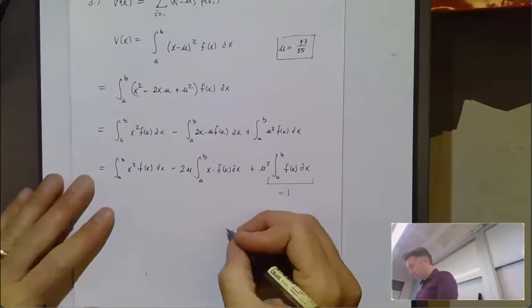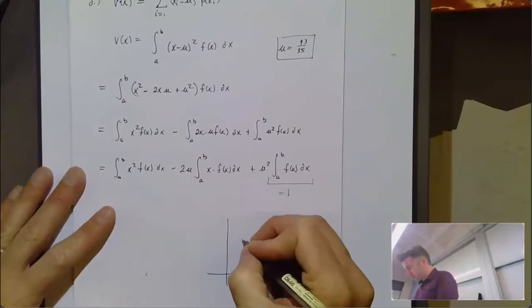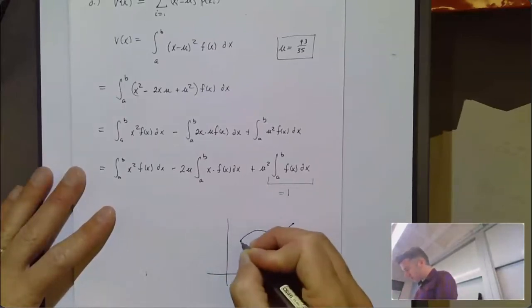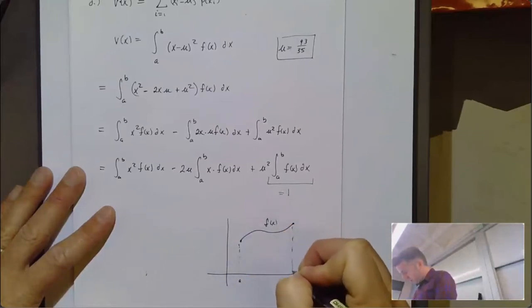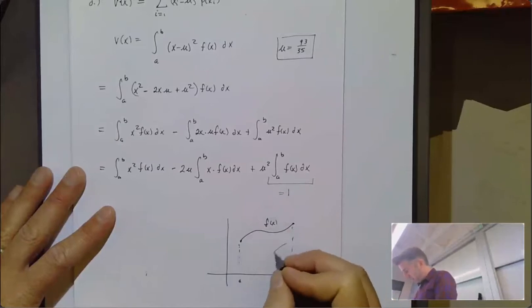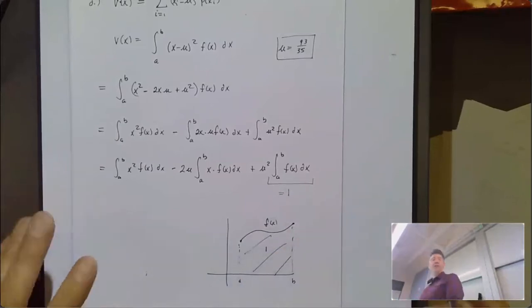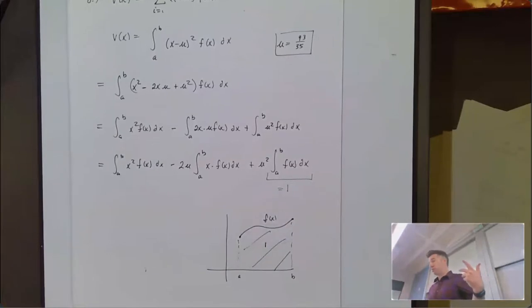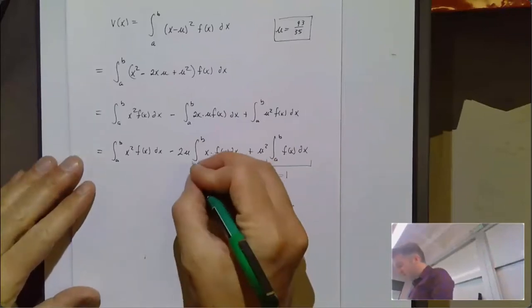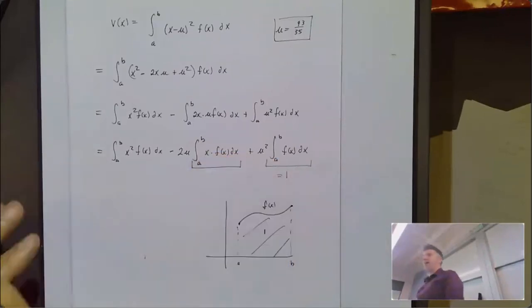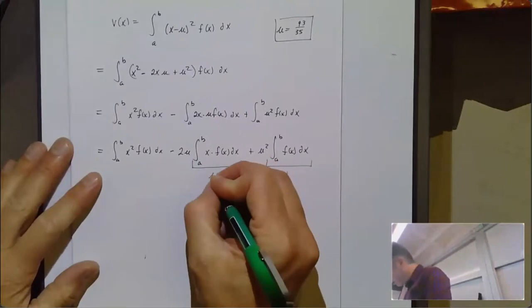If we have our function f of x from a to b, one of the things that has to be true is that area has to be 1. The other thing that has to be true is it has to be a non-negative function, right? Your function has to be above the x-axis. Okay, and now let me ask you both, what's that there? The integral from a to b of x times f of x. Right, it's the mean. We just calculated it.